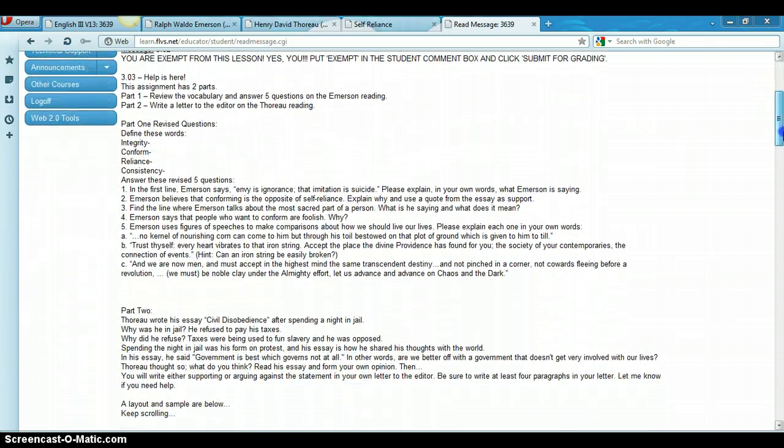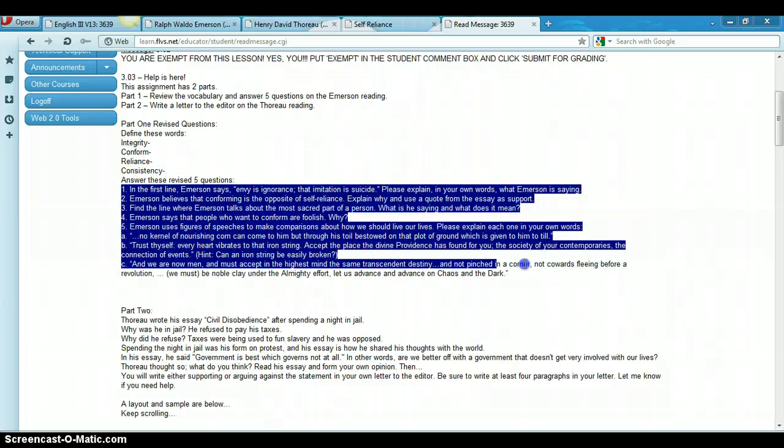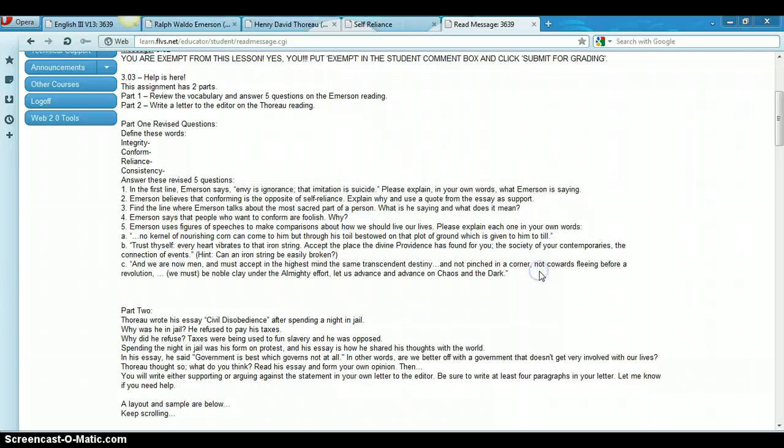And okay. So actually the nice thing is that I've given you some revised questions for part 1. It will help you if you truly understand these 4 words: integrity, conform, reliance, and consistency, because those are what the questions are going to ask you, and you need to have a good understanding of these vocabulary terms in order to complete the lesson. Now, here are the revised questions. They are no longer or shorter. They are just worded in a different form so that I think it's a little easier to explain.